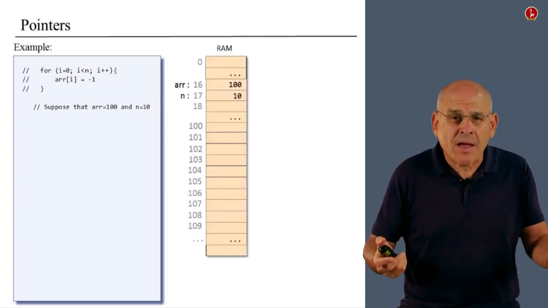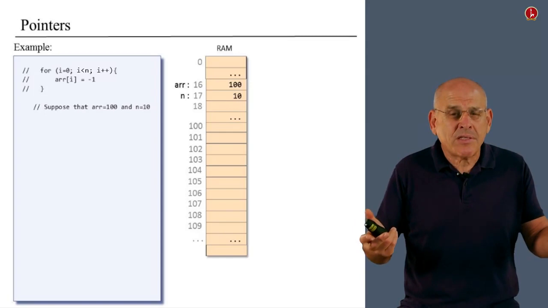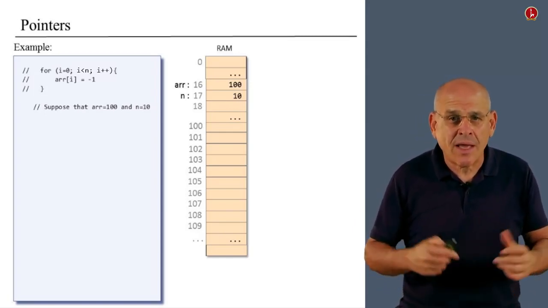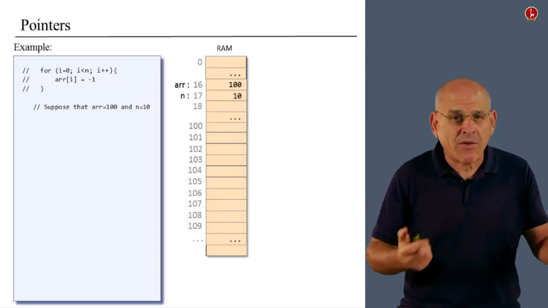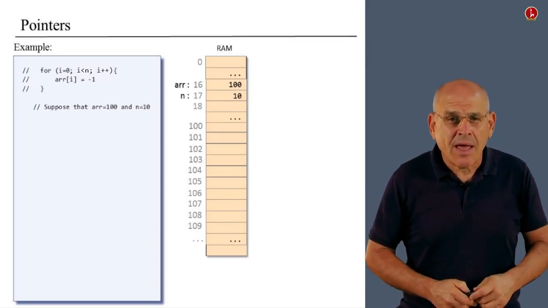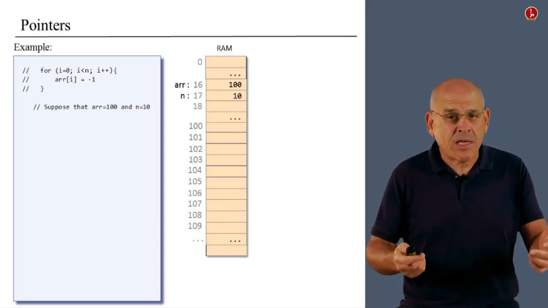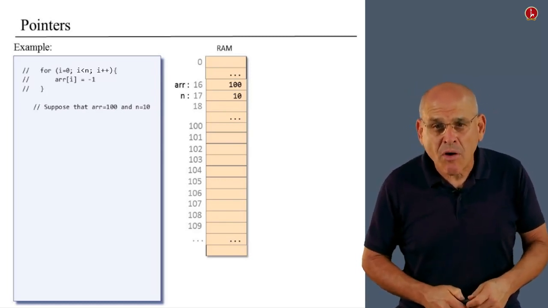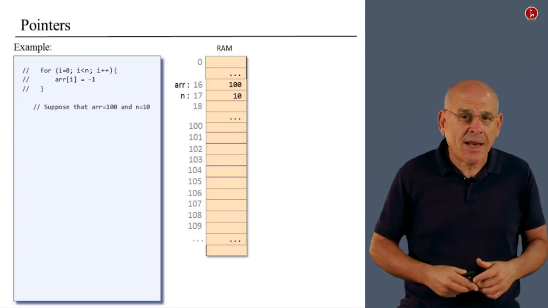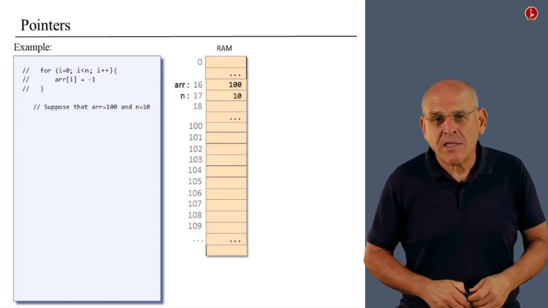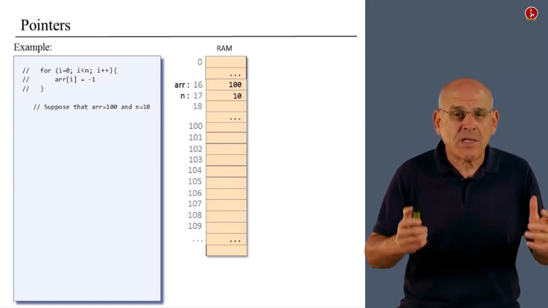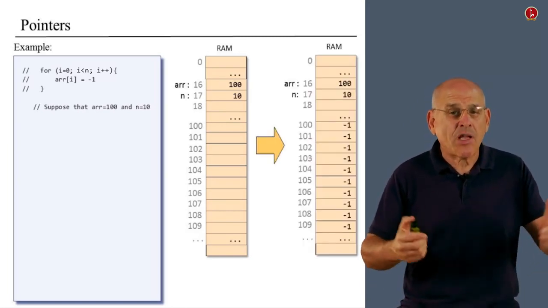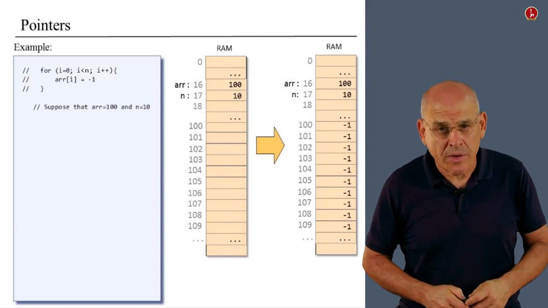We start with 2 variables. One of them holds the base address of the array, and the other one is the number of entries that we want to manipulate. And what we would like to see is that at the end of the execution of this program, the first 10 entries of this array are set to -1. This is the goal. That's what we want to do. And the question is, of course, how do we actually do it?